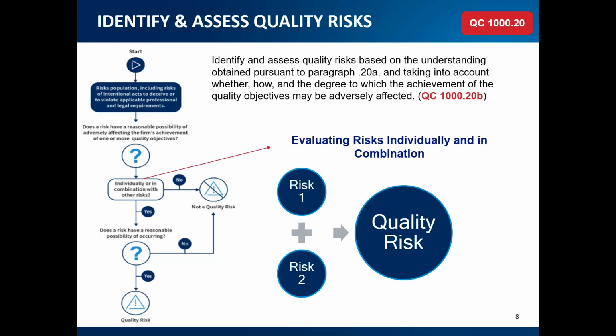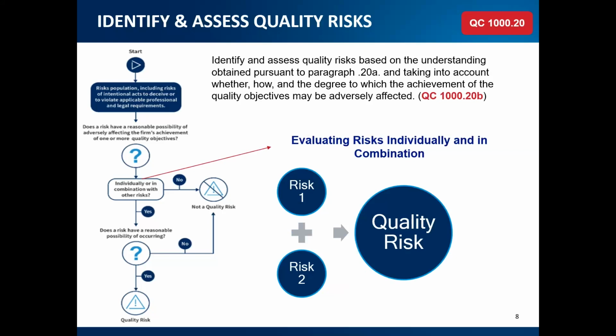For example, suppose a firm, when obtaining an understanding of the conditions, events, and activities that may adversely affect the achievement of its quality objectives, identifies that it has significantly reduced its training budget year over year. As a result, the firm identifies a risk that its firm personnel may receive insufficient training. The firm then determines whether this risk is a quality risk related to the achievement of the quality objective in paragraph 44A of QC 1000, which is that firm personnel are hired, developed, and retained who have the competence to perform activities and carry out responsibilities for the operation of the firm's QC system and the performance of the firm's engagements in accordance with applicable professional and legal requirements and the firm's policies and procedures.